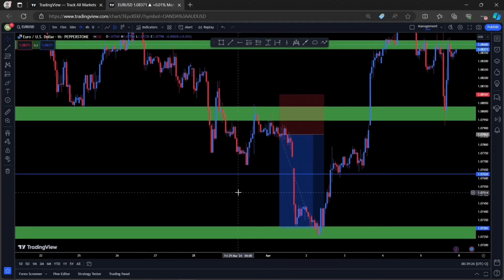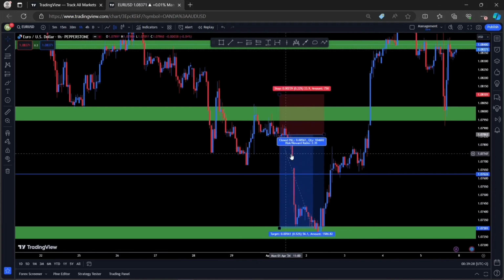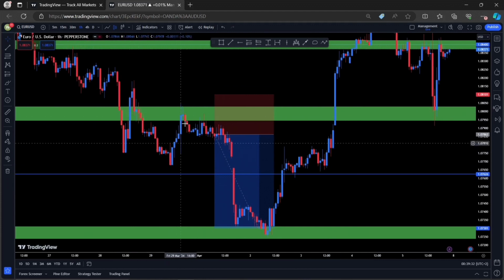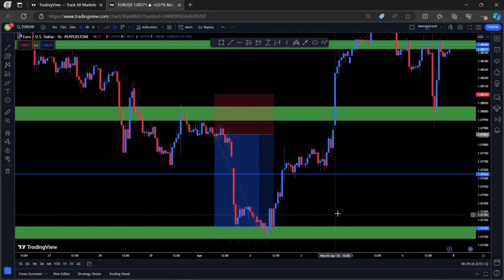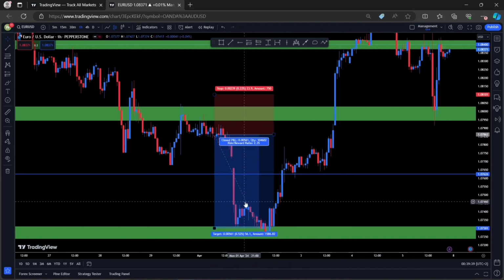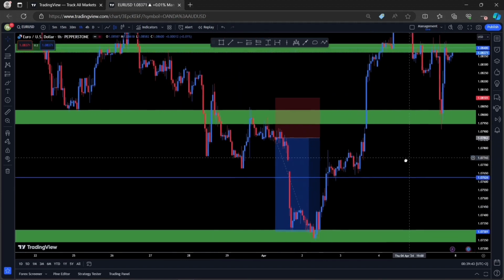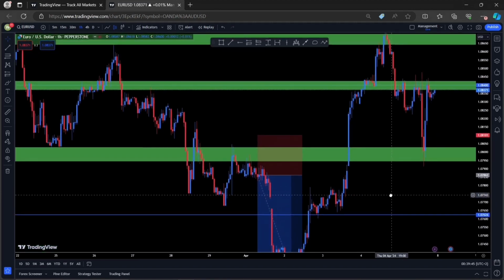I didn't manage to catch this trade because I was busy with something, but as you can see, we had our break, retest into the zone, and boom, all the way down. Could have gotten a nice 1:2 trade. Then yeah, that's all that happened here on Euro USD.